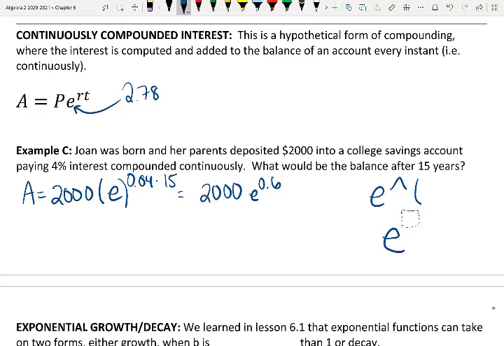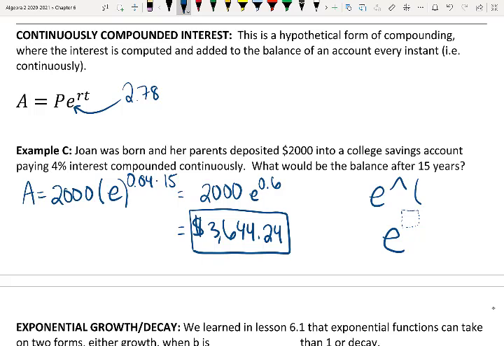So here we would do e to the 0.6 power, and then multiply by 2,000. So we should be able to see that in this case, we end up with $3,644.24. On a 4% interest, that's pretty good, but just after 15 years, without messing with it or doing anything else, we're pretty close to already doubling our money.